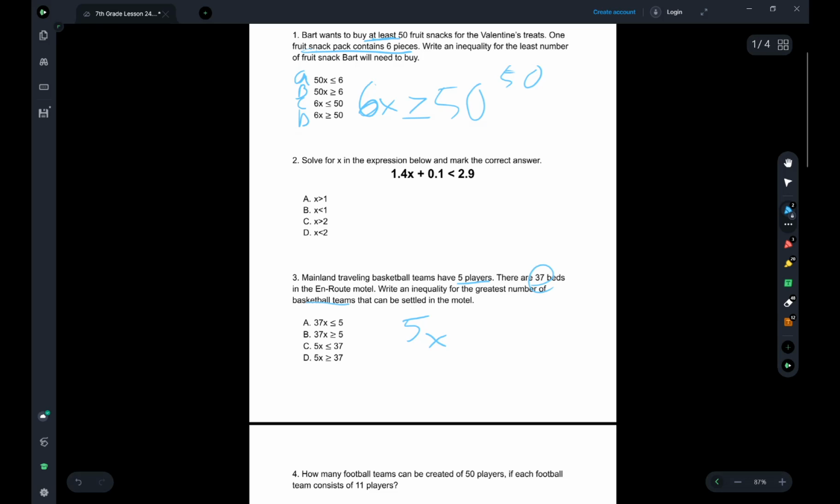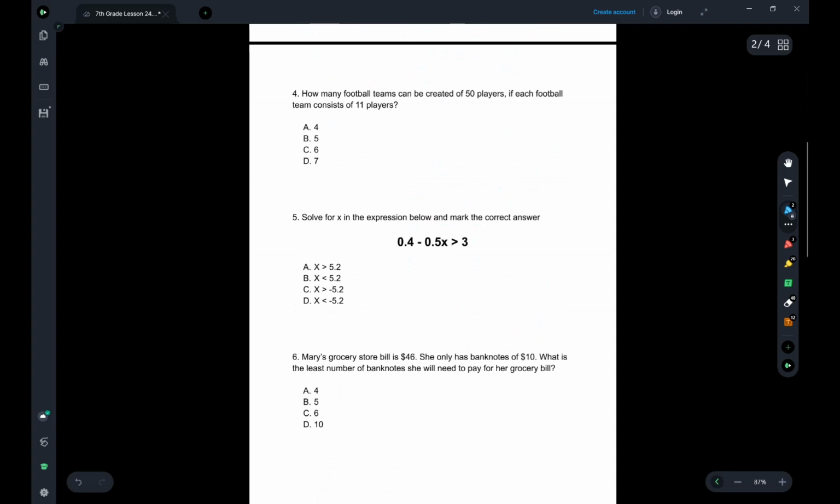So it says there are 37 beds. Now, in a motel, you can't just add more beds, right? So it would have to be less than or equal to 37, because you can't have more than the amount of beds that are there already, because there's a certain amount of rooms and whatever. So the answer is C, because it's less than or equal to, so you can have 37 people, but you can't have more than that. So that's why.